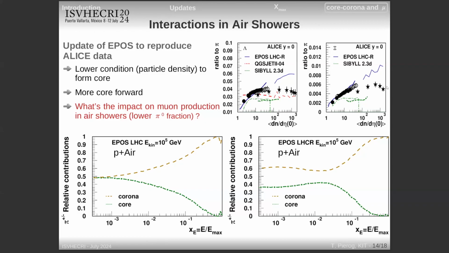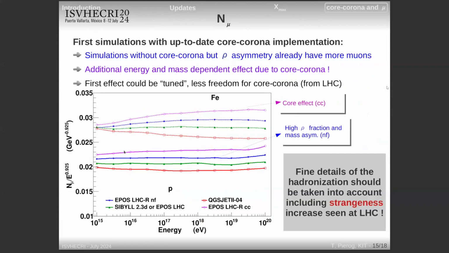So what do you get? This is the number of muons. We scale by the energy to the power of this beta thing. So this is QGSJET. This is Sibyll, or the EPOS LHC. It's basically the same in this plot. If you don't have core corona, but you increase the rho, you get the blue line, which is already some kind of 5 to 10% increase. And if you switch on the core, then you get on top of it again 5 to 10%. So altogether, you actually have an increase of 20% of the number of muons in EPOS.